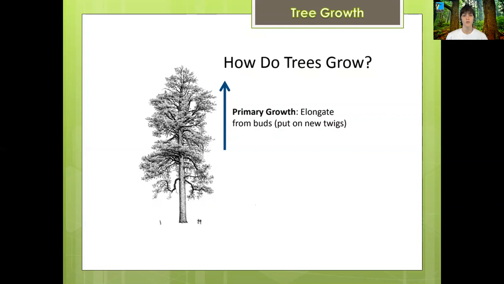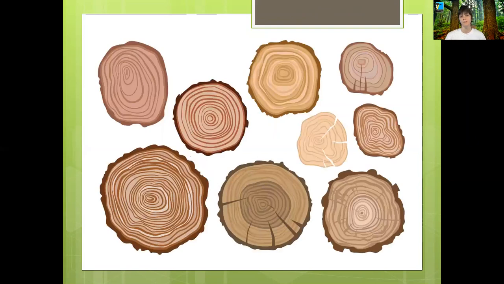The other way that trees grow is outward. We call this secondary growth. This is when the tree adds wood to its trunk. And when that tree adds wood to its trunk, we see something like this. These are tree cookies. No, you can't eat them. But it's what we call a cross-section of a tree. If we were to cut a tree and look at it like this is what we would see. We would see that secondary growth for each year that the tree puts on more growth.